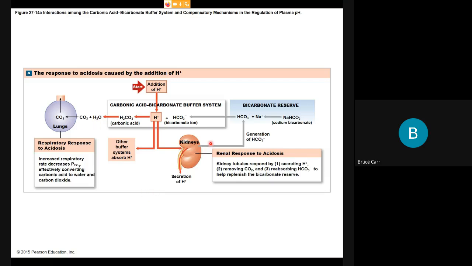The bicarbonate reserve is one that can absorb hydrogen ion and form bicarbonate reserve. Sodium bicarbonate basically takes care of this excess bicarbonate. The kidneys can respond by increased secretion of hydrogen ion, removing the CO2 and reabsorbing the bicarbonate to help replenish this bicarbonate reserve. Here's another use for our sodium ion.